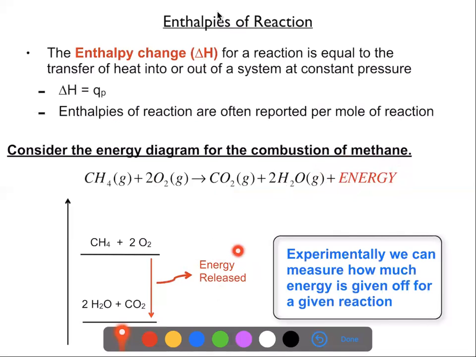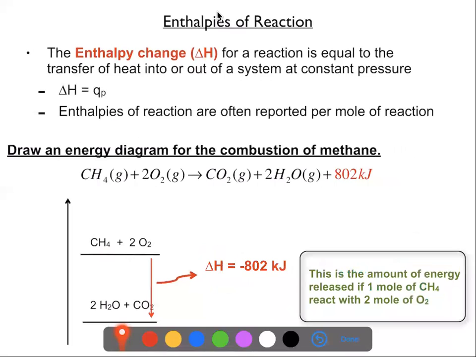So if we can measure the amount of energy that's released, the amount of heat that's released from this, that's going to be our delta H of reaction. If we were to do this for methane, we could figure out that the delta H is negative 802 kilojoules. So that's an experimental value that somebody had to do. And the way we would read this is that this negative 802 kilojoules is the amount of energy produced if 1 mole of CH4 reacted with 2 moles of O2, right? So this amount of energy is really per mole of methane or per 2 moles of O2 based on our chemical reaction.